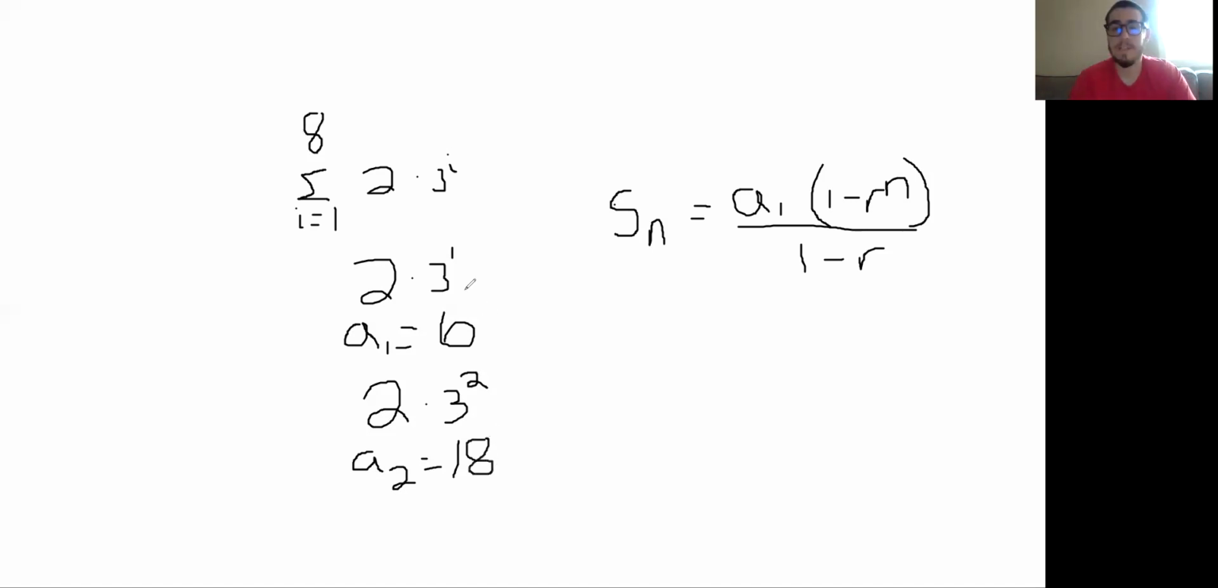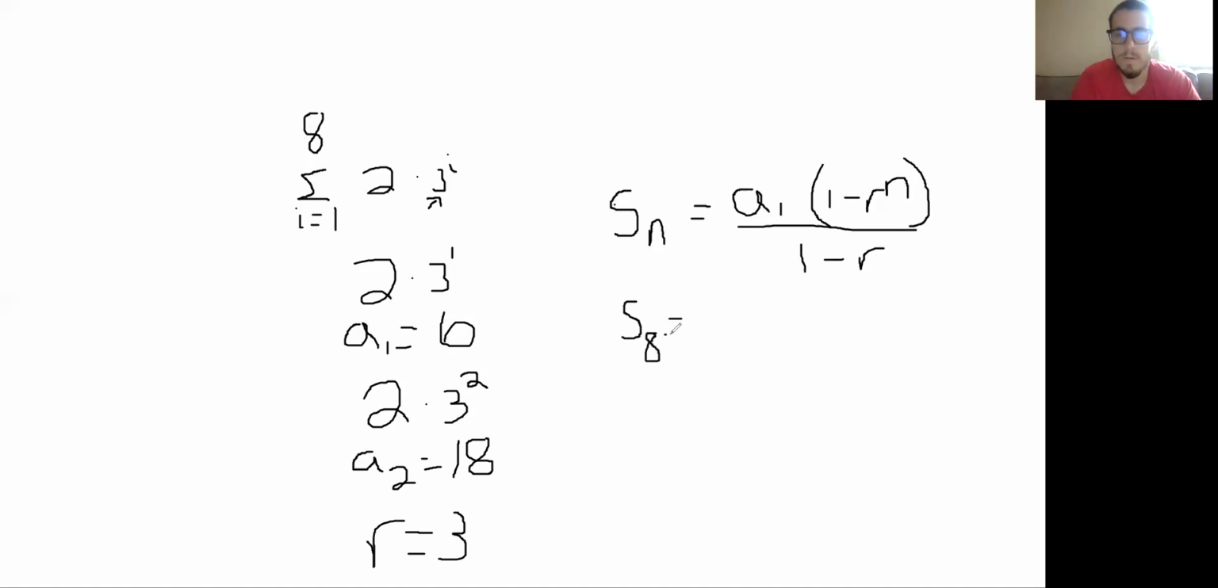So if the first term is 6 and the next term is 18, that means r has to be 3, because that's what we multiplied by to get the next term. It's always going to be that term that has the exponent on it. So now we have everything we need. We are looking for the sum, because that's what this word means, from the first 8 terms, 1 to 8. Pretty basic.